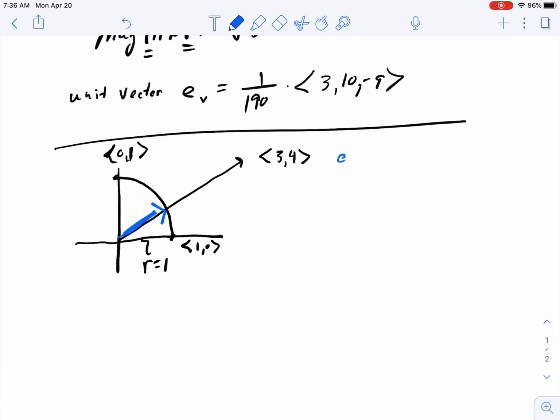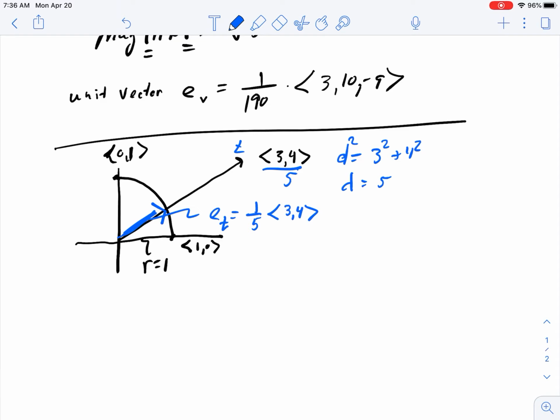Okay, to do that, I have to know the distance. So d squared equals 3 squared plus 4 squared. In this case, d is 5. Then divide by that. So now if this is, let's say, t here, my unit vector of t would be 1/5 of 3 comma 4.